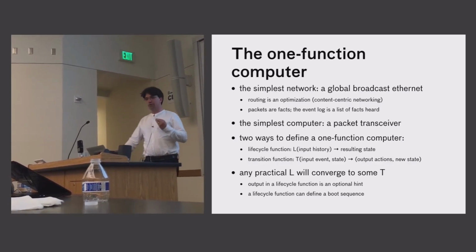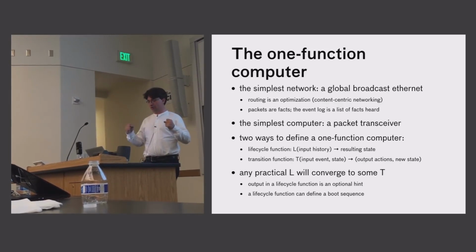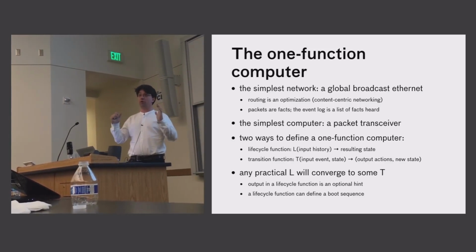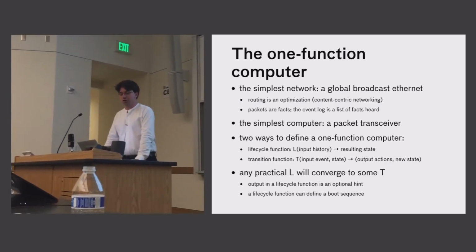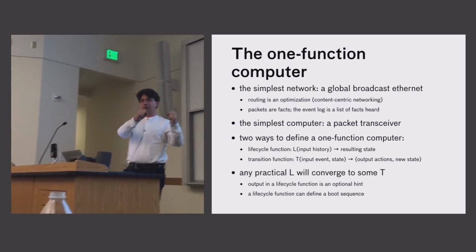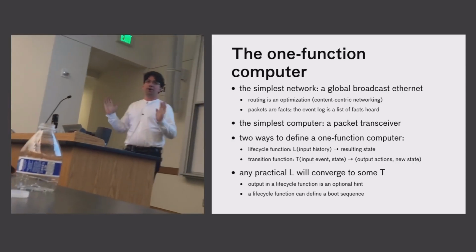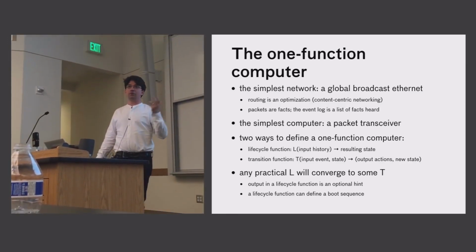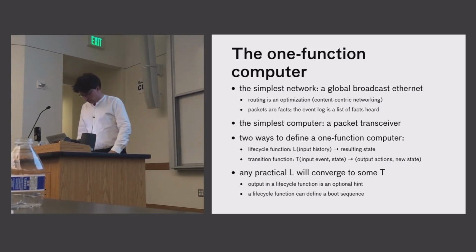From the functional perspective, there are two ways to define a one-function computer. You can define it as a lifecycle function, where the state is a pure function of input history. And remember, this is a frozen function. This never changes. You cannot upgrade this function. Or you can define it as a transition function, where you have an input event and an old state, and out comes a bunch of output actions and a new state. In practice, these turn into the same thing. Essentially any lifecycle function is going to wind up spending most of its time as a transition function, because you're certainly not going to recompute the whole log every time you get a packet.